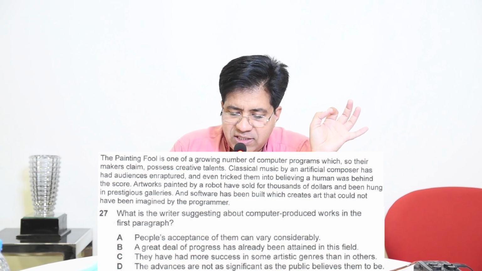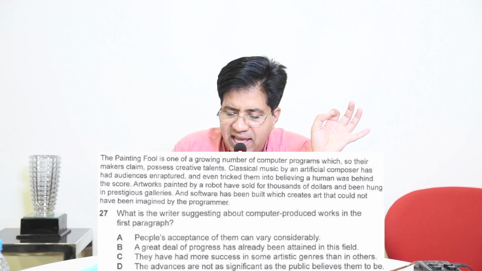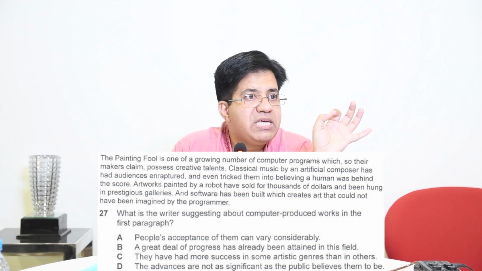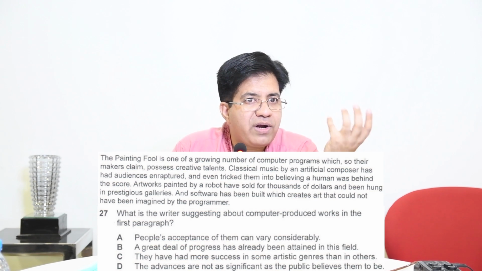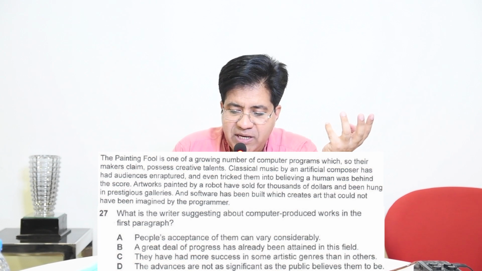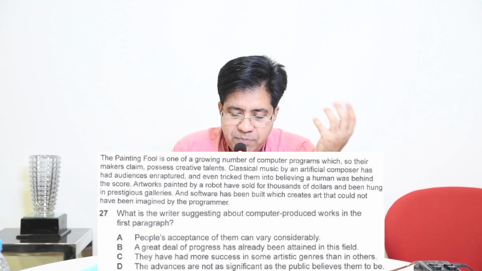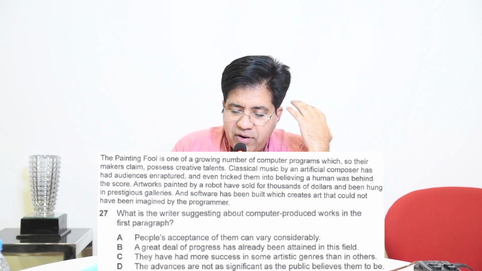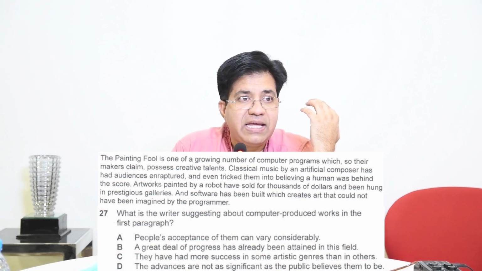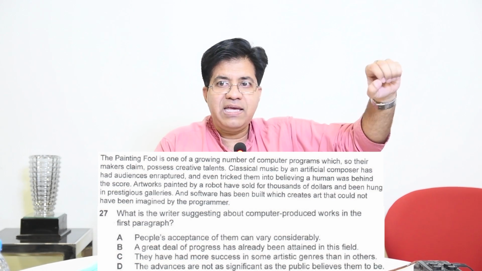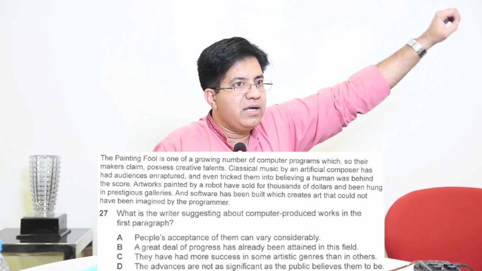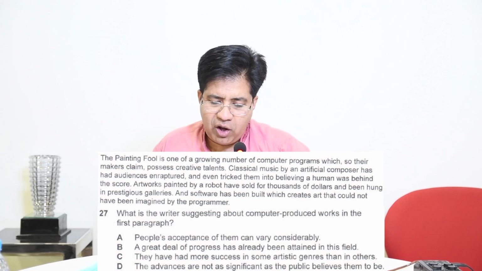Option D, advances are not as significant as the public believes them to be. Advances means the progress is not as significant as the public believes them to be. Yes or no? No. Now come to option B. A great deal of progress has already been attained in this field. Now what is that great deal of progress? A painting made by a robot has been hung in a gallery. Music has been composed. Now they make paintings. So a great deal of progress has already been done.